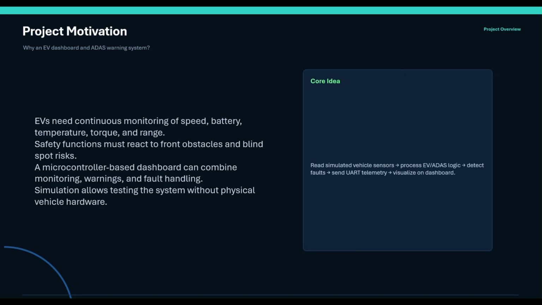For the project motivation, in an electric vehicle, the dashboard needs to monitor important values continuously, such as speed, battery SOC, motor temperature, accelerator input, braking input, and remaining range. At the same time, safety systems are important because the vehicle should detect front collision risk and blind spots. This project combines EV monitoring and ADAS features into one embedded system.